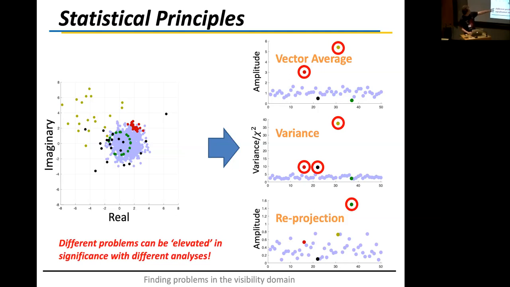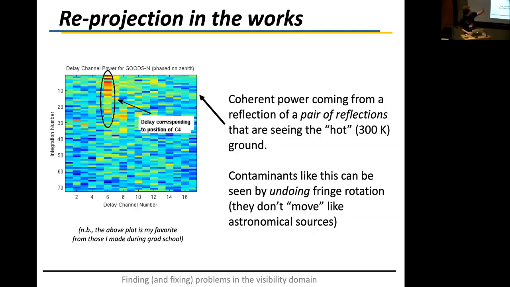Oh, yeah, just want to point out, this is basically what I just said. So here's a plot. This is my favorite plot from all of grad school. What you're seeing in red here is coherent power that is a reflection of the warm ground being detected by two different telescopes. It was a very weird geometry that just perfectly allowed for this chance alignment, just a glint of light that two telescopes were seeing.